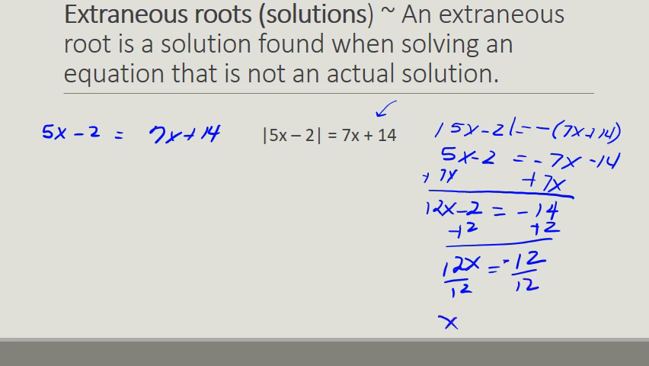Should be negative 12. X equals negative 1. Sorry, you guys know me. I can do calculus, but not general math, basic math. Can't balance a checkbook.